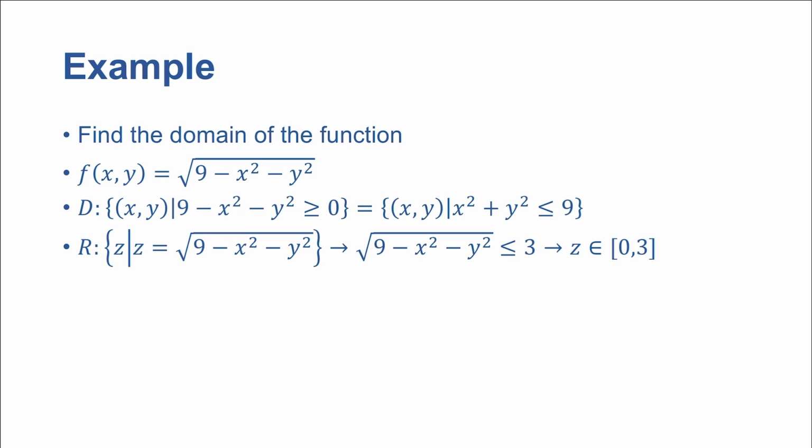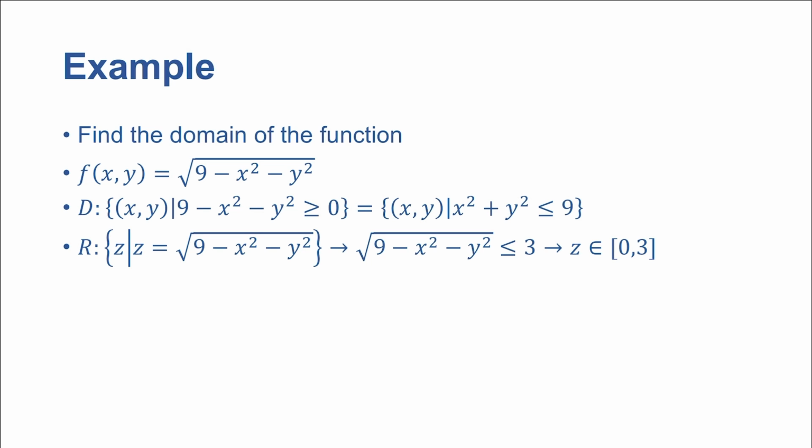I'd like us to find the domain of the following function, f of x, y is equal to the square root of 9 minus x squared minus y squared. All right, so we know that in order for our function to be defined, the argument in the square root needs to be non-negative. So the stuff inside of the square root needs to be greater than or equal to 0. So 9 minus x squared minus y squared is greater than or equal to 0. Thus, we can solve for x squared plus y squared, and that will be less than or equal to 9.